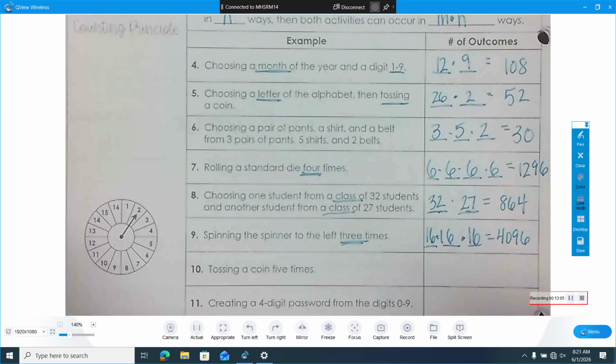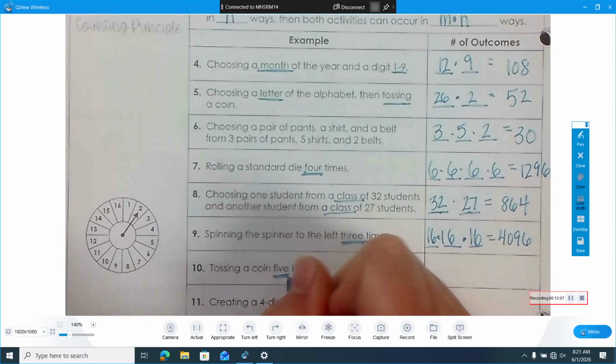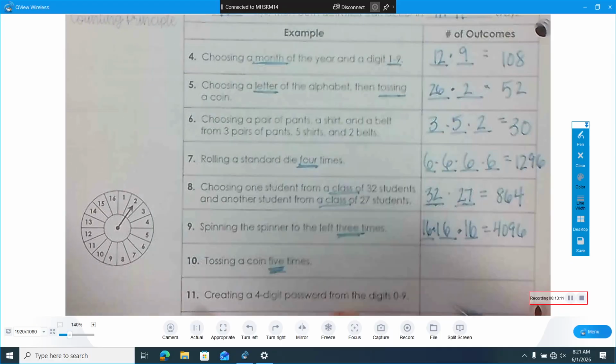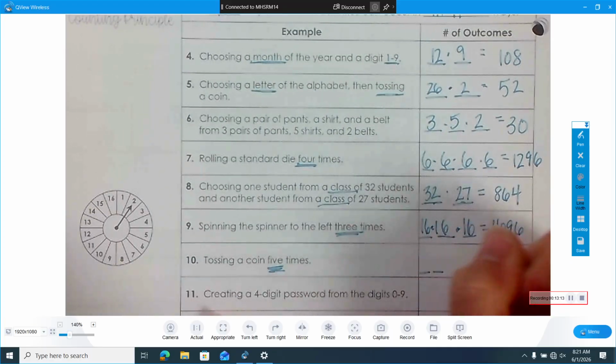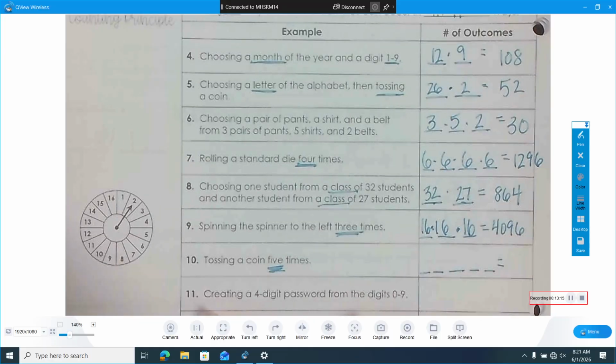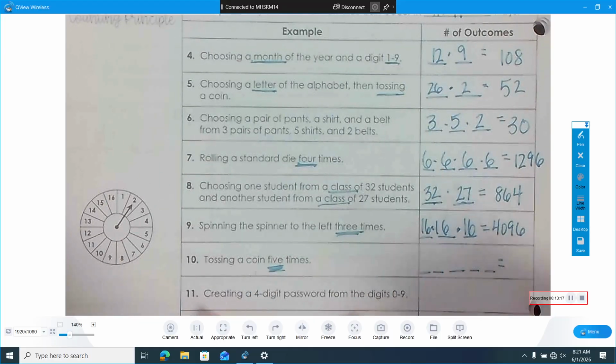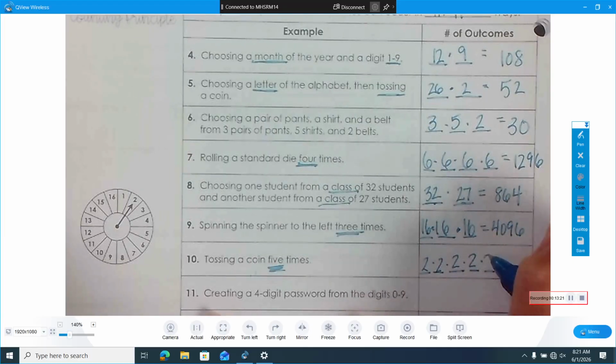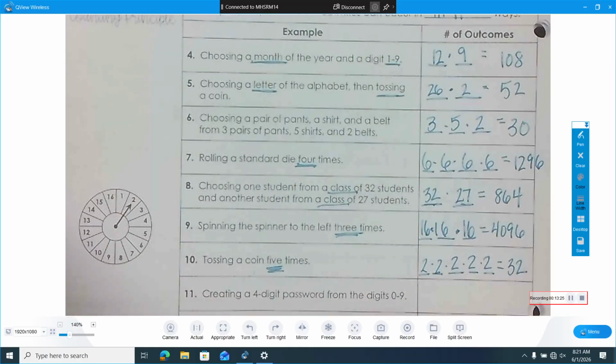All right, tossing a coin 5 times. Once again, reading carefully. How many actions are we doing? 5 actions. 1, 2, 3, 4, 5. And we're tossing a coin. What are the outcomes? 2 times 2 times 2 times 2 times 2, which is 2 to the 5th, or 32.